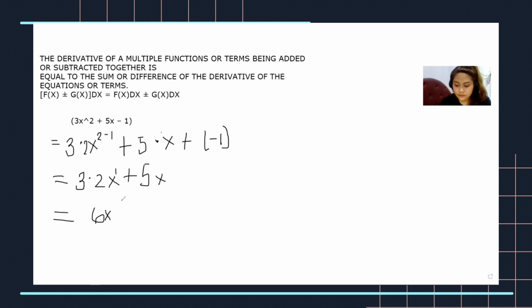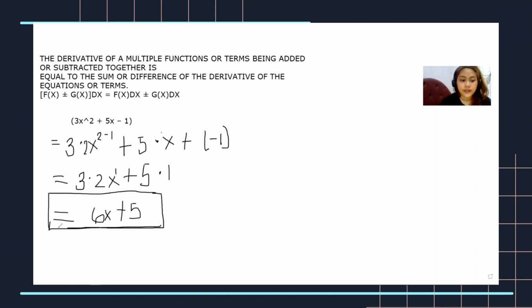And this one will be, this x will be supposed to be 1 is 5. And that is the final answer. Since it cannot be simplified anymore, this is the final answer.